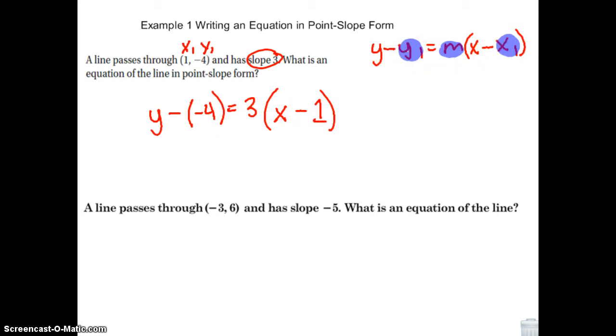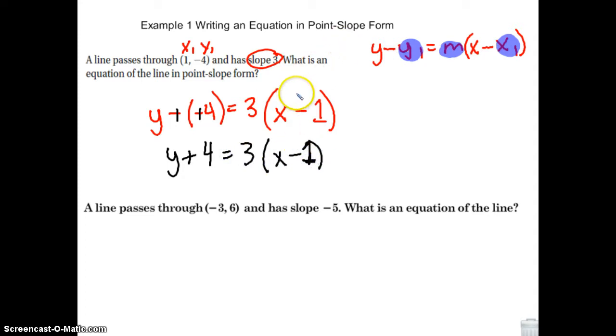So I would not accept this as an answer yet because you need to simplify it. And the only thing that you need to simplify right here is the y minus a negative 4. That should be y plus 4 equals 3 times x minus 1. Now, that kind of looks like a 2, but that's a 1.